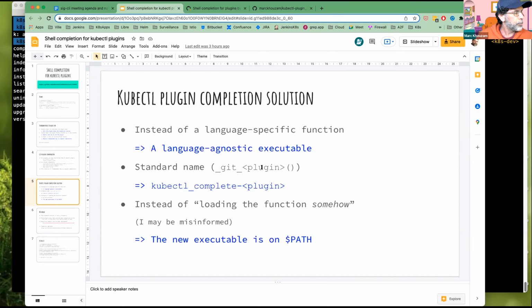So if we make a parallel, the proposal does the same thing for kubectl. Instead of a language-specific function, the proposal says we could use a language-agnostic executable. So you could code it in any way you want, and kubectl would call the executable and get the completions. We'd use a standard name. The proposal says kubectl_complete, then the plugin name. So a slight difference from the plugin executable. And instead of somehow loading the function, and again, I might be wrong in what I found out, kubectl would simply ask to put this new executable on the path. That's how the user would do it, and we could automate that.